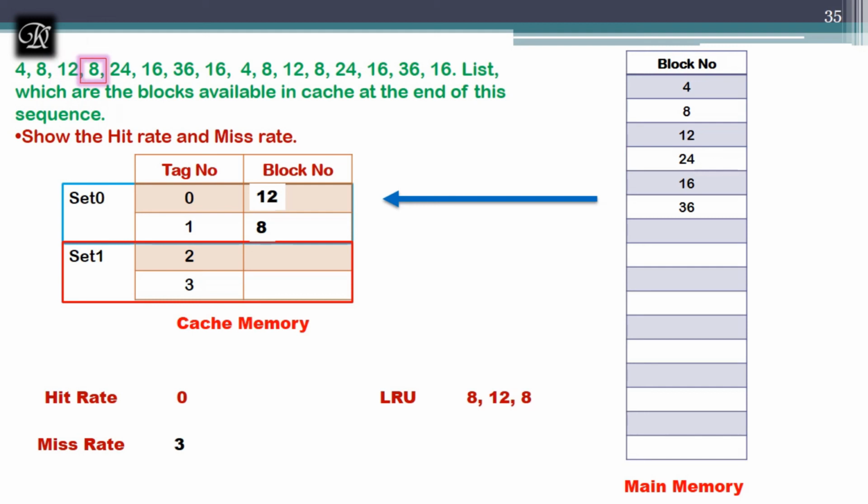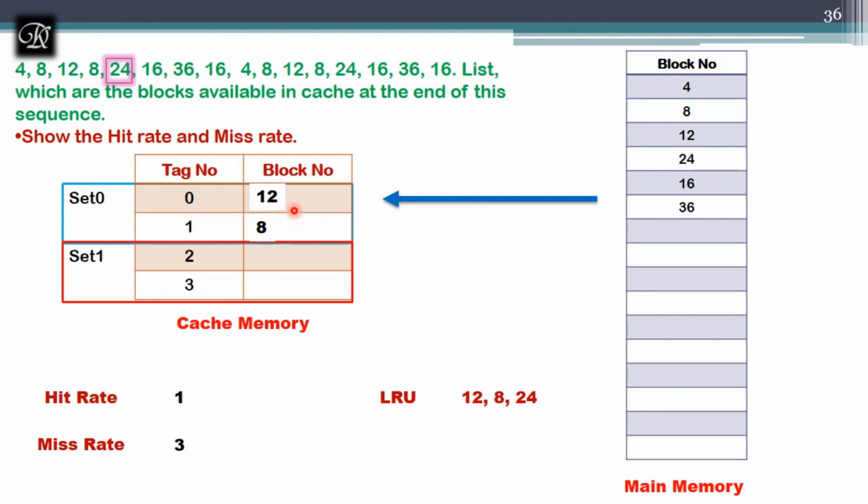Next 8. When I get 8, 8 is already available in the cache. So I need not perform the replace operation; I just have to increase the hit rate. And how do we know where it is available? The set is going to tell us it is available in set 0, and now the hit rate is increased and LRU is updated. Next 24.